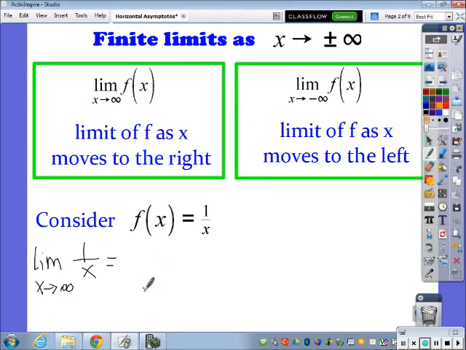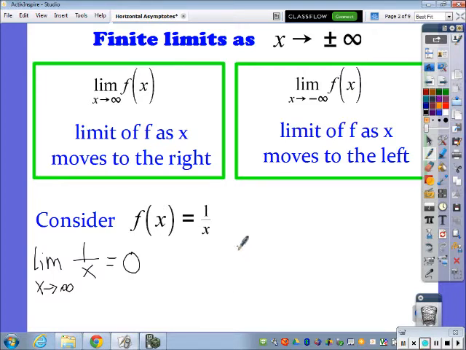So if you think about it, if I have 1 over a very large number, 1 over a very large number is basically equivalent to 0, or it's at least approaching 0. And if you plug an even larger number in there, you're going to get an even closer value to 0. So if you just think through this limit, you can conclude that the limit as x approaches infinity of 1 over x is 0. So the end behavior is that this curve is going to approach 0.